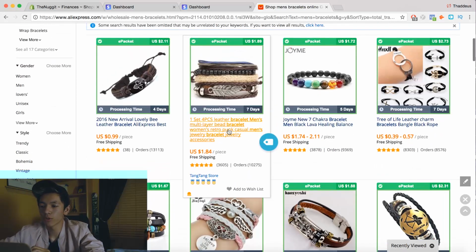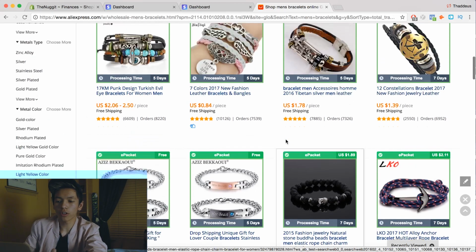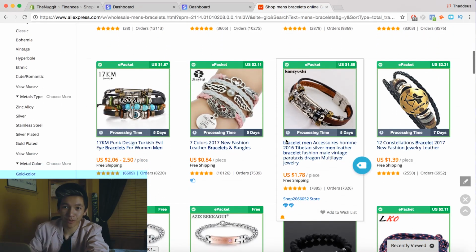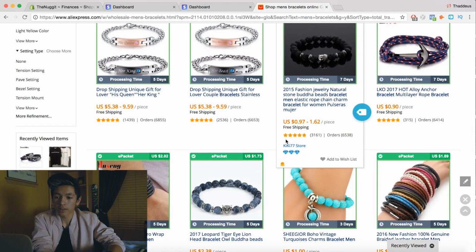Now this is how you can scroll through these products. To me, these don't look that nice. I probably wouldn't buy most of these, but they're trending. The sheer volume of orders right there tells you, okay, a bunch of people bought this product.